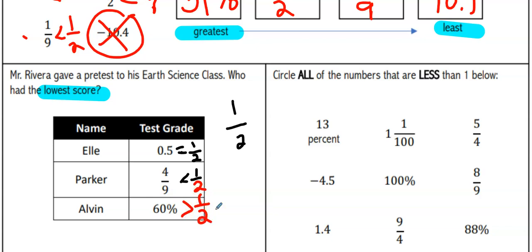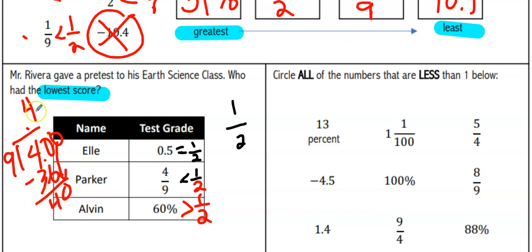Now, if I wanted to change 4/9 to a decimal, I could take 4 and divide it by 9. And I could do the long division. 9 goes into 40 4 times, minus 36. I get 4. I keep bringing down my 0, so it's going to be 4. So this is actually going to be 0.4 repeating. Okay, that's going to be the decimal equivalent if I needed it.